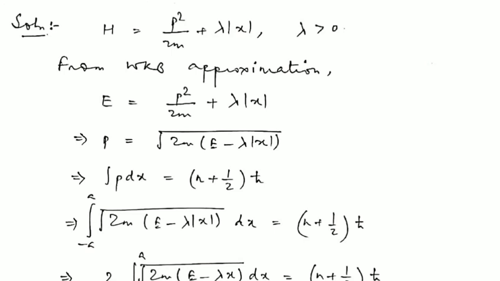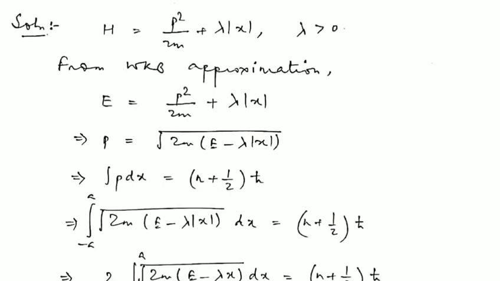Now finally, the WKB approximation says that the integral of p dx, which has the dimensions of angular momentum, should be equal to some constant times h bar. This constant here, we take it to be n plus half. You can take it to be n also, it doesn't matter, because we want the dependence of E with lambda, not n in this particular case. This n plus half just means that we are also taking into account the zero-point energy of any quantum system.